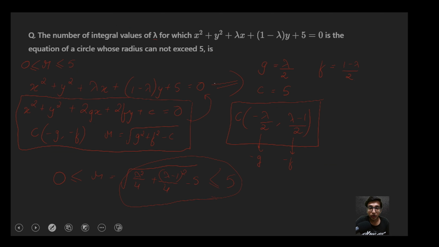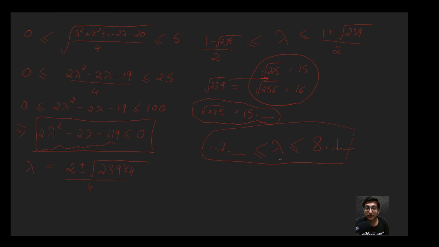So let us see what was asked to us in the question. The question had asked us to find out the number of integral values of lambda. That means we just need to find out the integral values of lambda that are possible. Of course, we can see from here that minus 7 would be a possible value, since minus 7 is greater than this value. Minus 6 would be a possible value, minus 5, minus 4, minus 3, minus 2, minus 1, 0, 1, 2, 3, 4, 5, 6, 7, and 8 would also be a possible value. 9 cannot be taken because lambda is always less than 8 point something. So these are all the integral values that are possible for lambda.